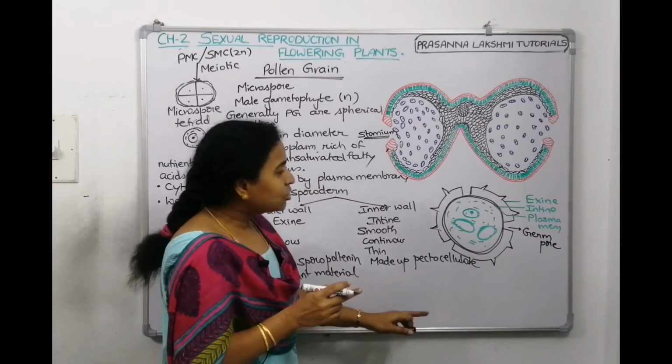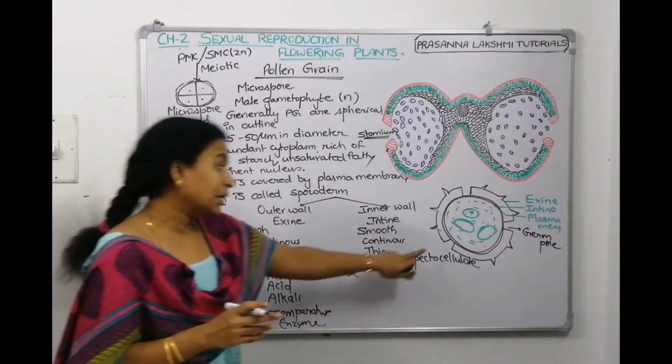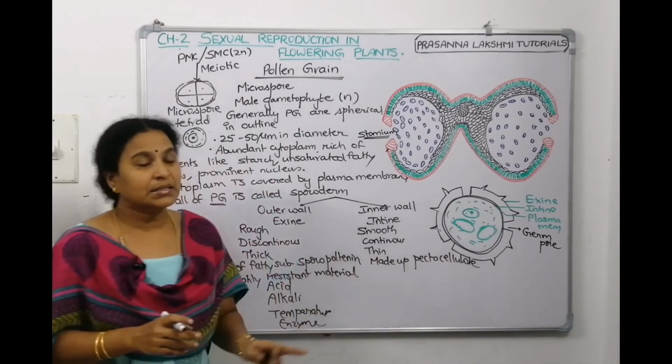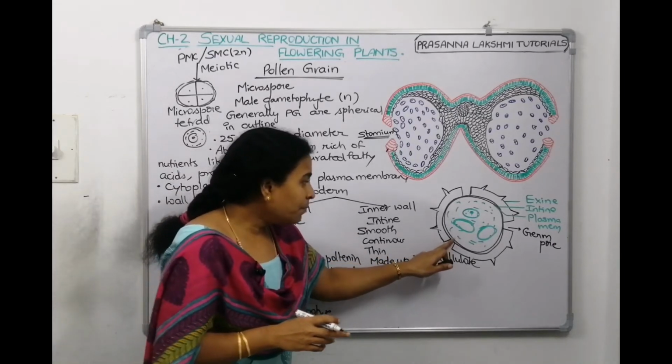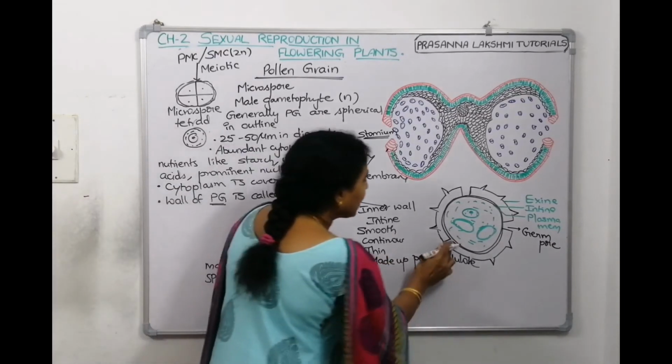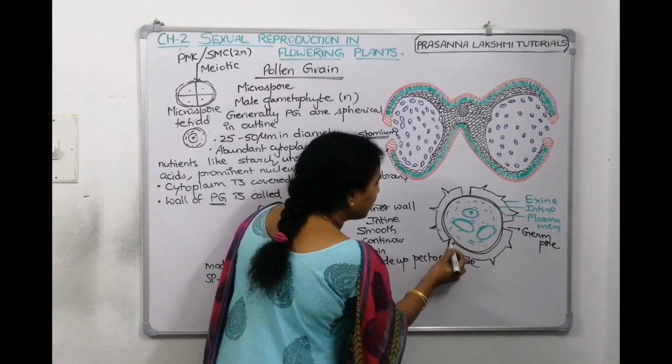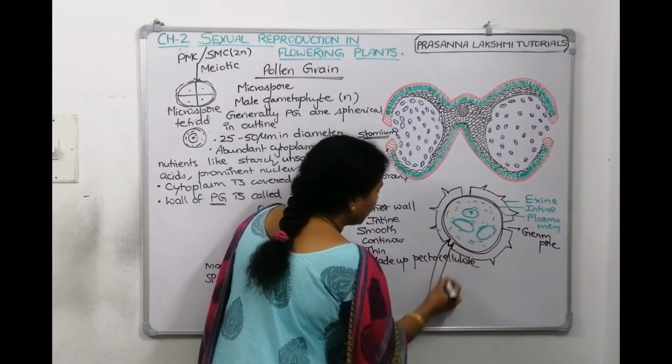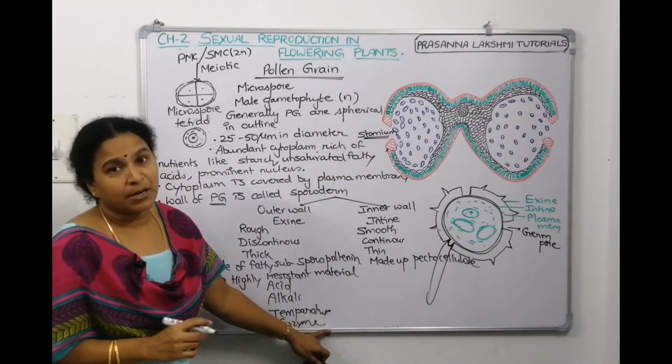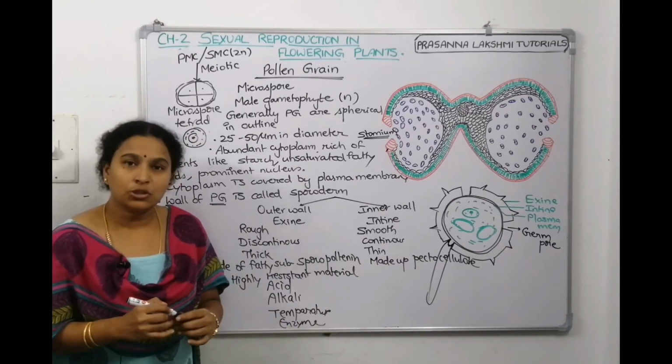Whereas at the germ pore, we can tell exine is absent, but intine is there. Through this germ pore only, the intine will protrude. It will come out as a bud, takes the nutrients, and it's going to make the pollen tube. That is the significance of the germ pore.